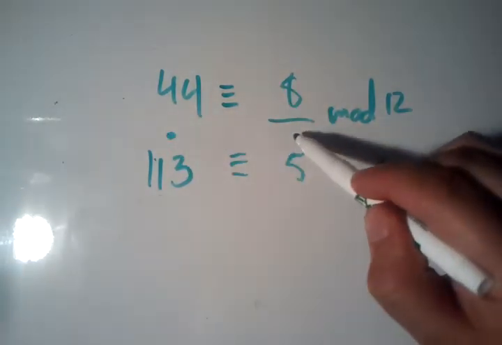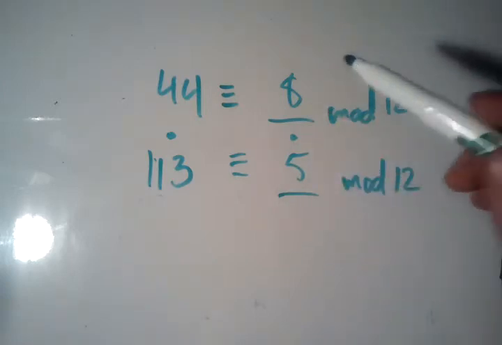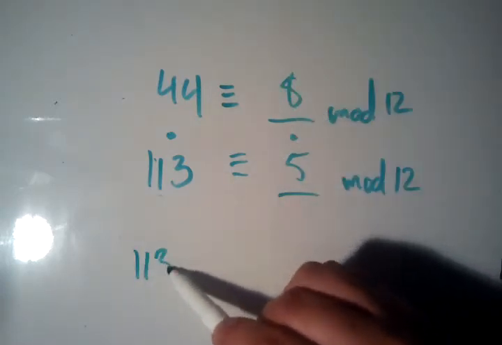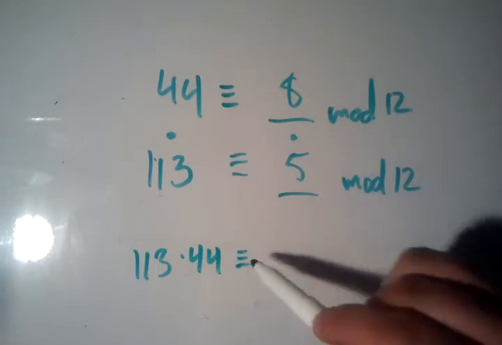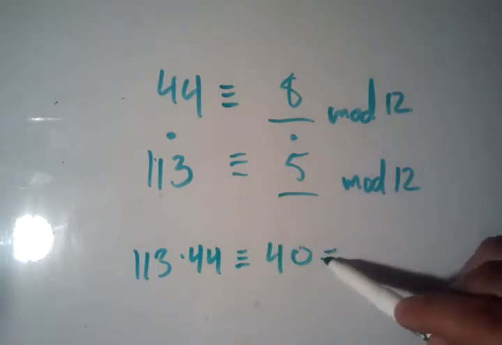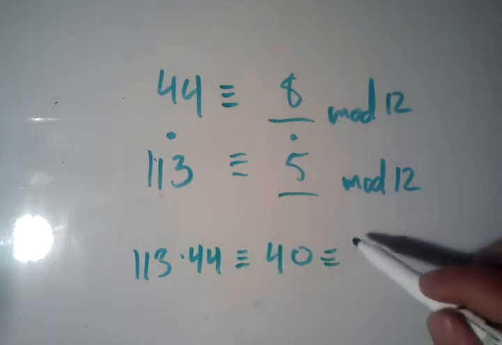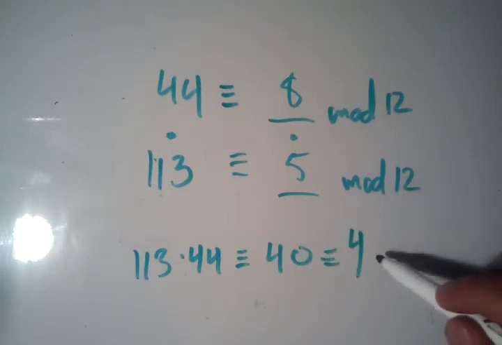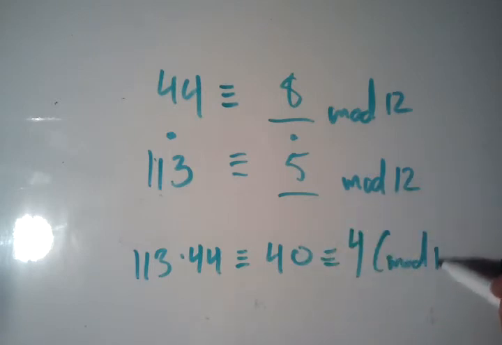Now if we just multiply these two, you're allowed to multiply these two by the multiplication law we learned in the last video. So 113 times 44, which is the total cans of soda, is congruent to 40, which is congruent to just 4, since you can take 36 out, mod 12. So you see the remainder is going to be 4. So these are two basic problems using applications of mods. So hopefully that helped see how mods are important.